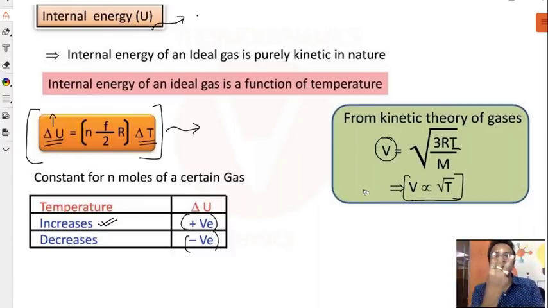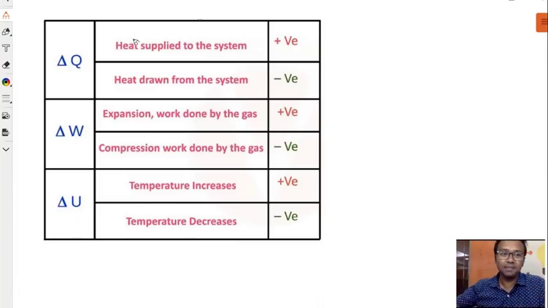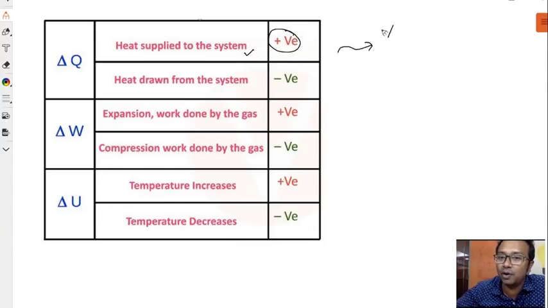So these are the three parameters that are there: delta Q, delta U, and delta W. And we know how things are changing here. So we are going to see one particular slide here in which all the signs are confirmed. If you are supplying heat to a system, it is taken as positive. The sign convention, students, is very important.